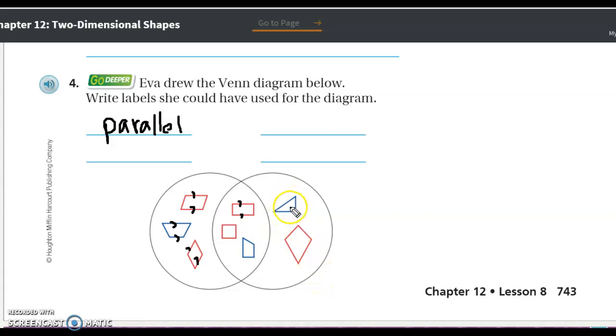This one, they all have right angles. It's kind of tricky because this is a right angle. They all have right angles. So the ones in the middle have both parallel sides and right angles. I'm going to make a right angle here, best I can.